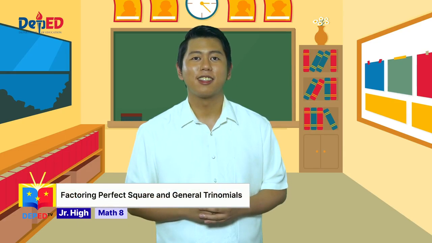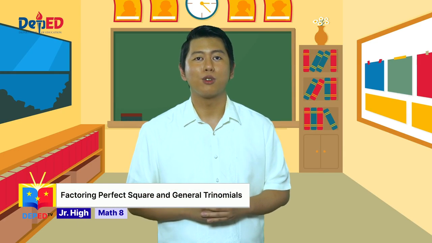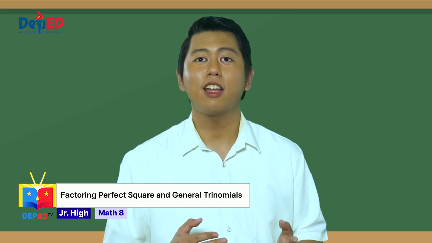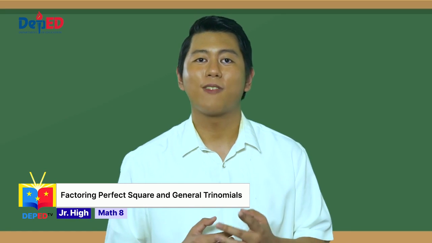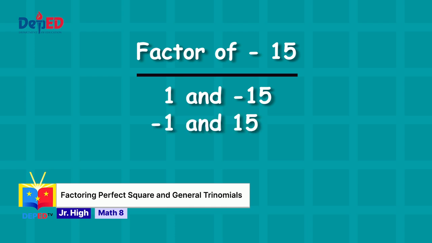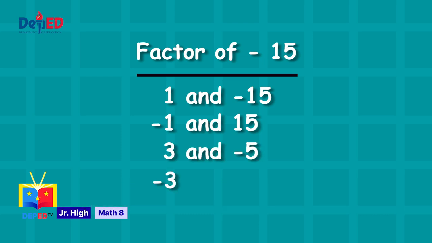How about this one? List down two numbers whose product is equal to negative 15. Since a negative number is a product of a positive and a negative number, its factors must be of different signs. Negative 15 can be a product of 1 and negative 15. Negative 1 and positive 15. Positive 3 and negative 5. Or negative 3 and positive 5. I believe that you are now ready for the next task.